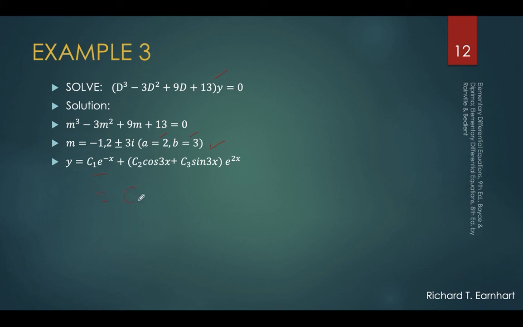Now, in some cases you need to expand. So this is c2 e to the 2x cosine 3x, so I should put the exponential here, then c3 e to the 2x sine 3x.